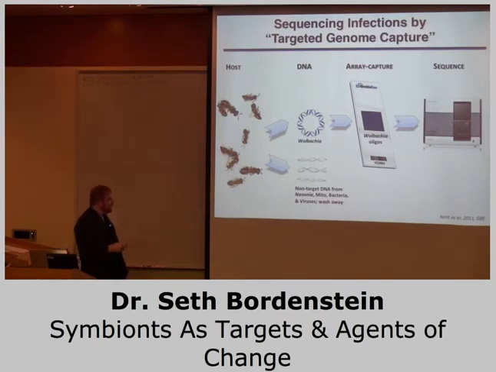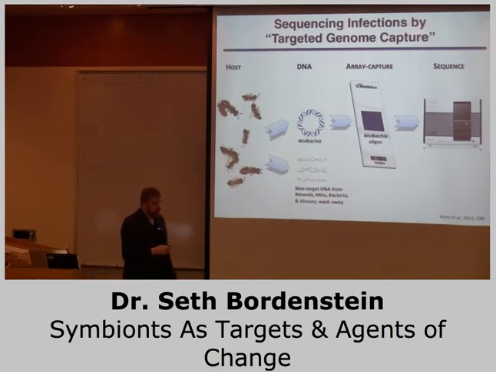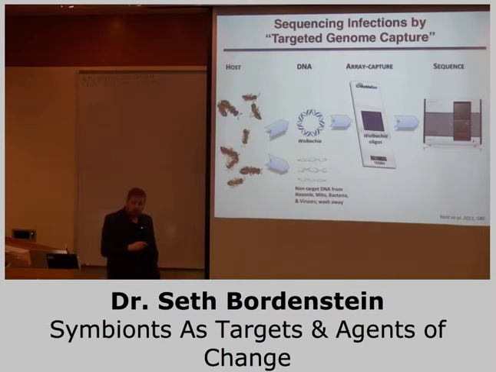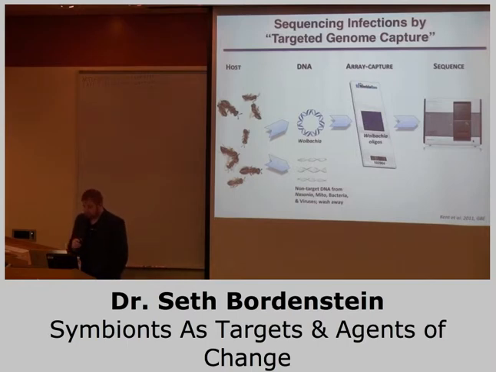So we take a set of probes to Wolbachia genomes. We lay them down on a glass array. We then take the animal, obviously extract the DNA, and hybridize all this DNA to the array. Now, only the DNA that gets targeted to the probes on the glass slide would be captured. Everything else washes off. And then we sequenced to see if we could sequence that particular pathogen.